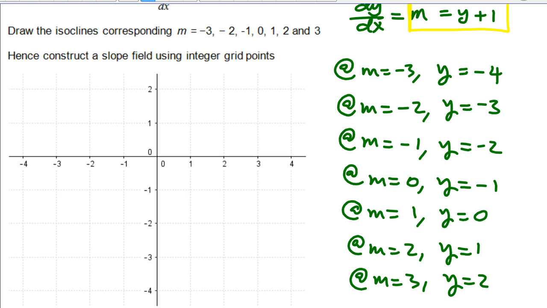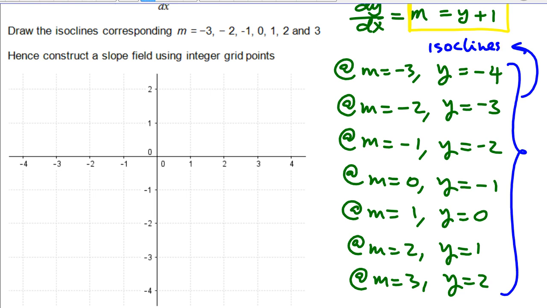So all these are what we call isoclines. Y is equal to negative 4, y is equal to negative 3, and so on. So what we are going to do is plot them. We are going to draw this family of equations. These are what we call isoclines. So what you're going to do is draw them here.